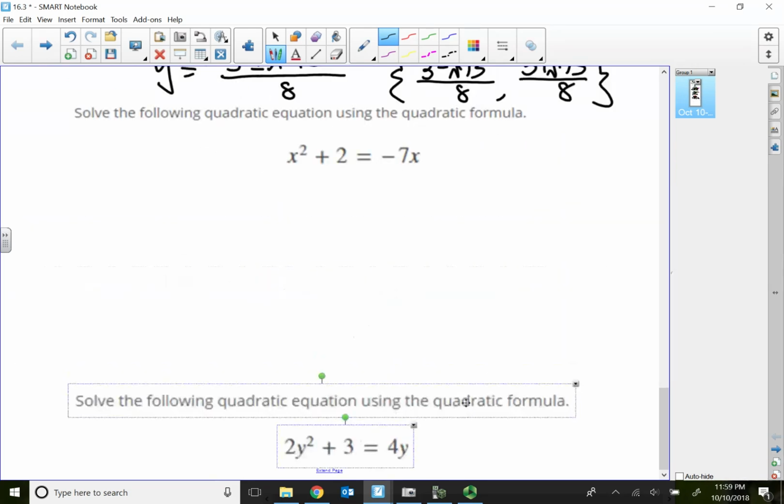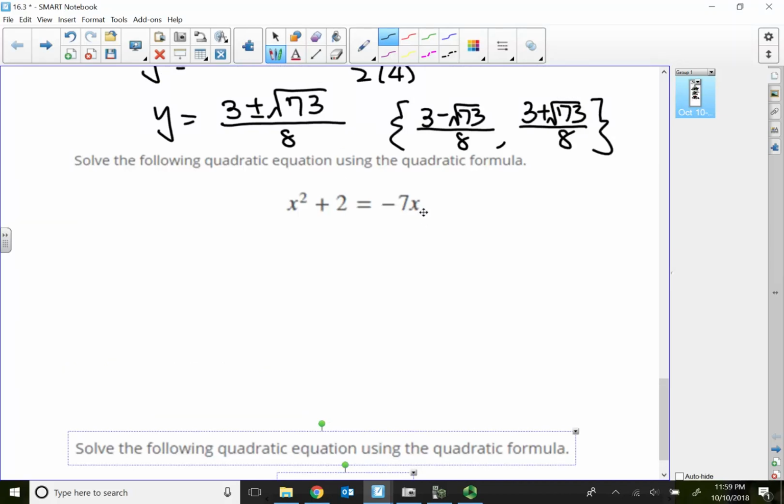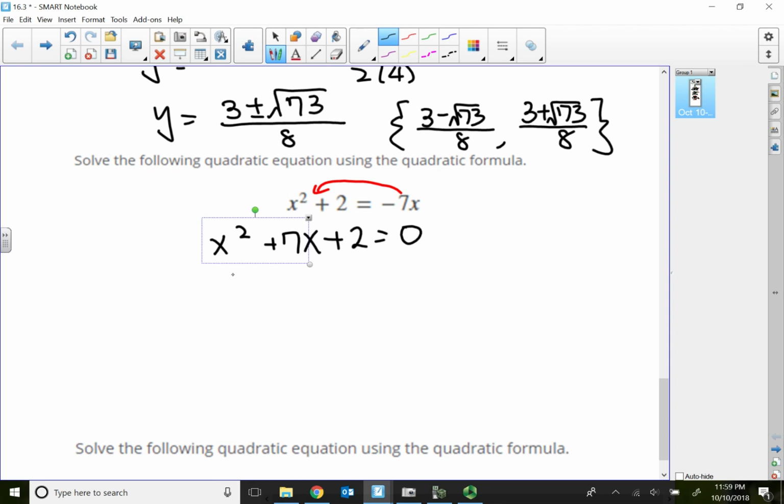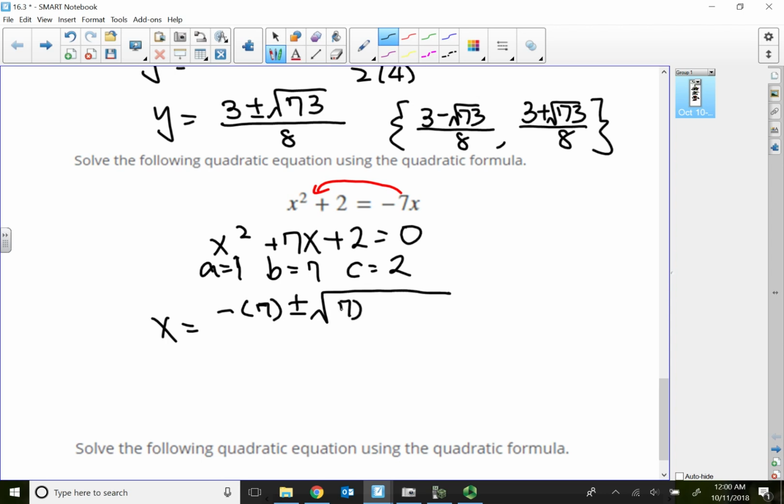All right. Let's try this one. Okay. This negative 7x is on the right side. Let's move it over. So that's x squared plus 7x plus 2 equal to 0. So my a is 1, b is 7, oh, sorry, c is positive 2. So x equals negative b, that will be negative times 7 in the parentheses, plus or minus the square root of my b, 7, whole thing squared, minus 4 times my a times my c, whole thing over 2 times my a.